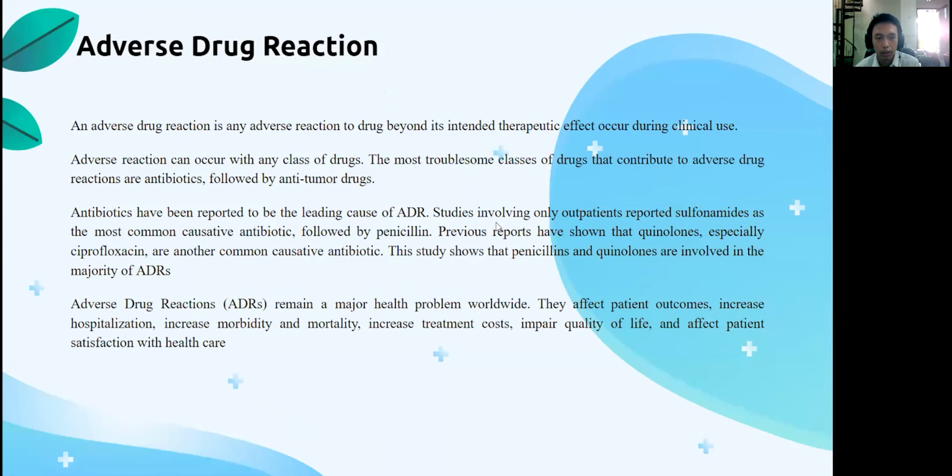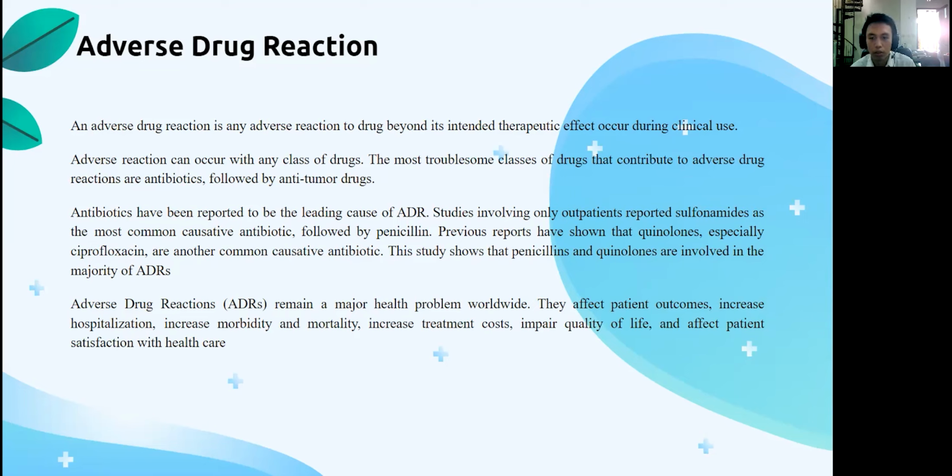An adverse drug reaction is any adverse reaction to a drug beyond its intended therapeutic effect that occurs during clinical use. Adverse reactions can occur with any class of drugs. The most troublesome classes of drugs that contribute to adverse drug reactions are antibiotics, followed by anti-tumor drugs. Antibiotics have been reported to be the leading cause of ADR.